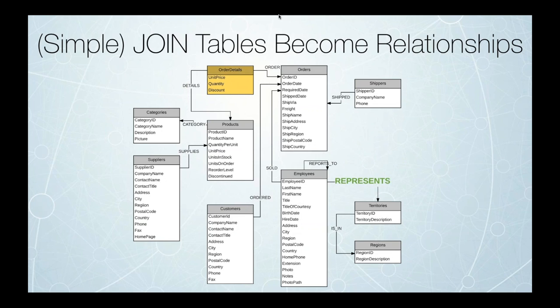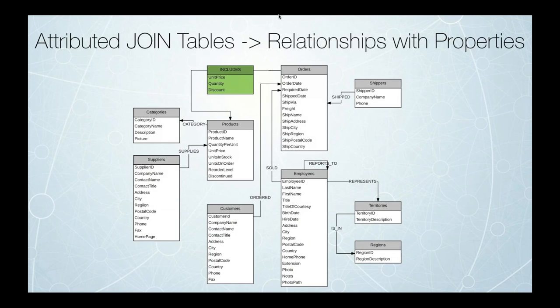But we have this more complex join table at the top left. This is an attributed join table. It describes for each product that is in an order what the unit price is, what the quantity is, what the discount is, and all of that information is described there. So we're going to convert that over into a relationship called includes. So an order includes products, and then we're going to specify some properties on that relationship, the unit price, the quantity, and the discount.